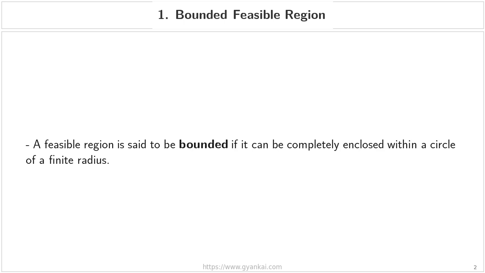1. Bounded feasible region. Now that we've established what a feasible region is from our previous discussion, let's dive into our first specific type, the bounded feasible region. Mathematically speaking, we say a feasible region is bounded if you could theoretically draw a circle around it with a finite radius, and the entire region would fit comfortably inside that circle.